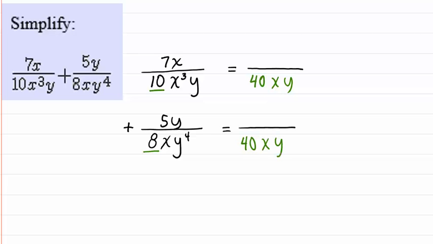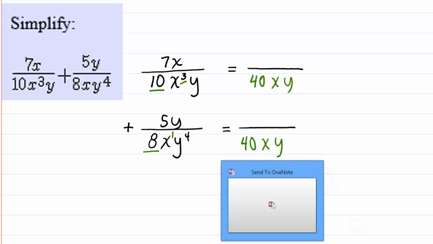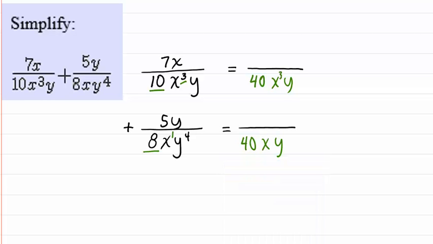But we need the highest power of each. So the top fraction has 3 x's and the bottom has just 1. So we need 3 x's. And then for the y's, the top one has 1 and the bottom one has 4. So again, we want the highest number as part of our common denominator. Let's see, there we go.